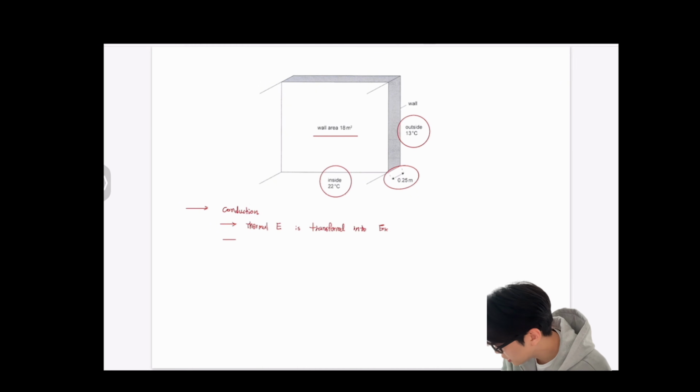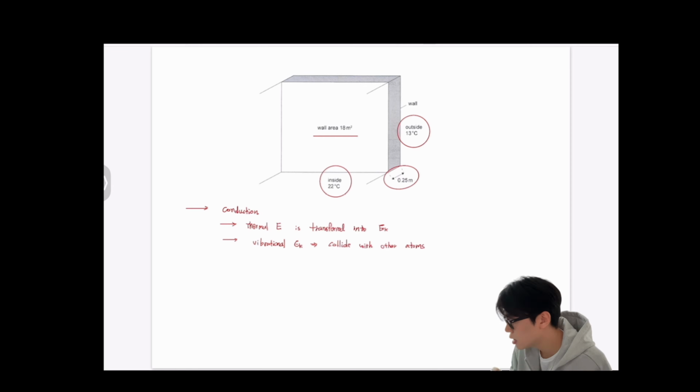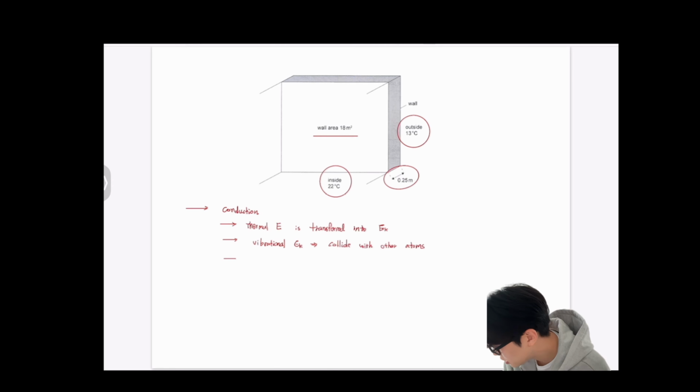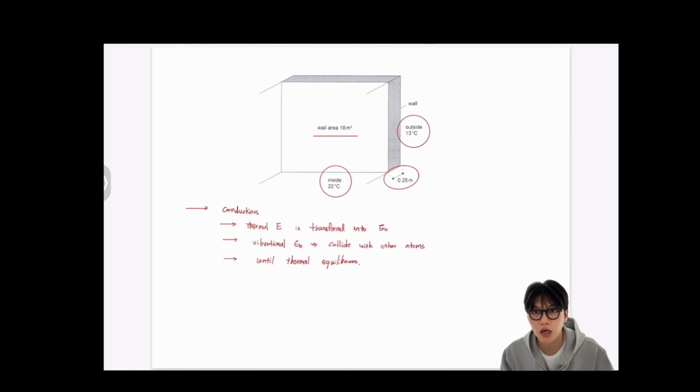So the keywords that you should include are maybe vibrational kinetic energy increased, and they collide with other atoms. With these collisions, the kinetic energy is transferred from atom to atom until it reaches thermal equilibrium. So I might write until thermal equilibrium. Something like this. So that's question A.